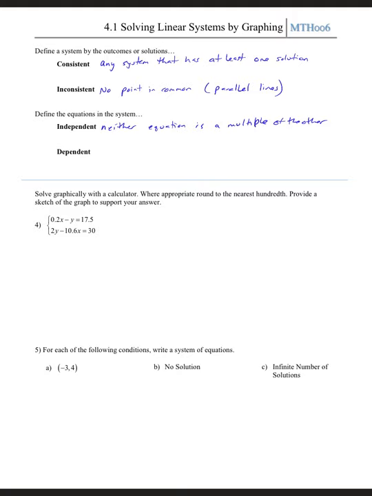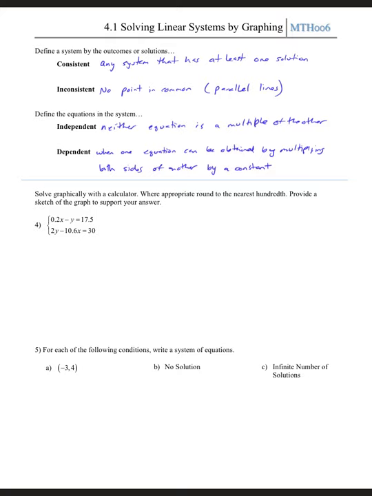So we say when one equation can be obtained by multiplying both sides of another by a constant. Again, that's when one equation can be obtained by multiplying both sides of another by a constant.